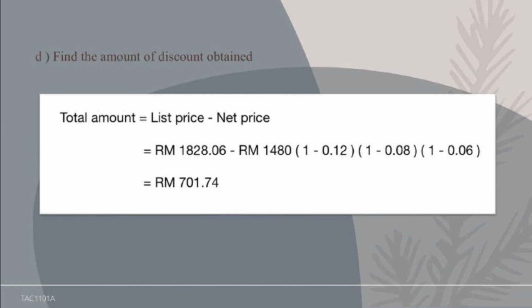The question for 2D is find the amount of discount obtained. The formula of total discount is list price minus net price. List price is 1,828 ringgit Malaysia 6 cents minus net price, which is 1,480 ringgit Malaysia times 1 minus 0.12 times 1 minus 0.08 times 1 minus 0.06. The total discount that we get is 701 ringgit Malaysia and 74 cents. That's all from us and thank you.